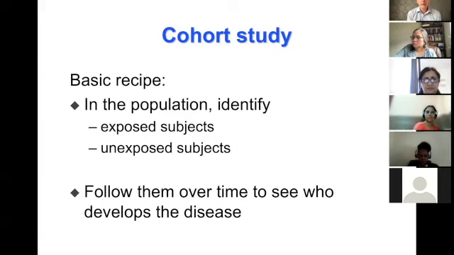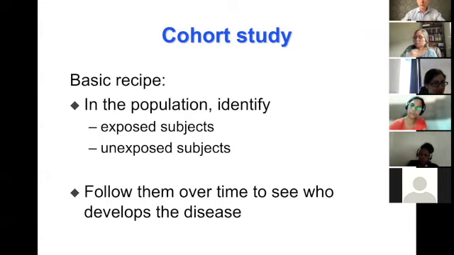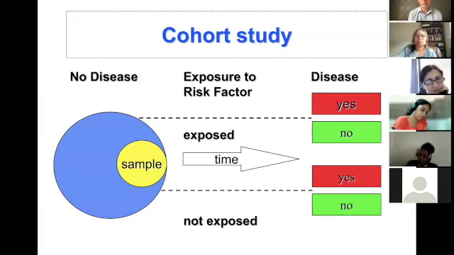In the population, you identify exposed individuals and unexposed individuals, preferably a whole cohort, a whole group of people. Some of them are exposed, some of them are not exposed. You follow them over time and see who develops the disease. So you see what happens to them. I normally like to draw study designs like a flowchart.